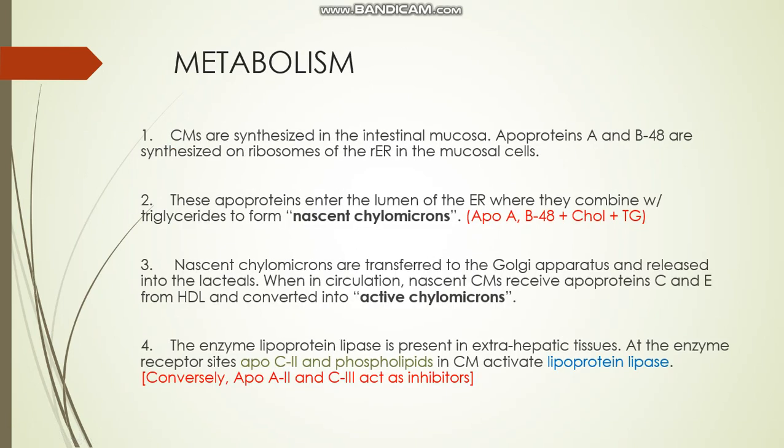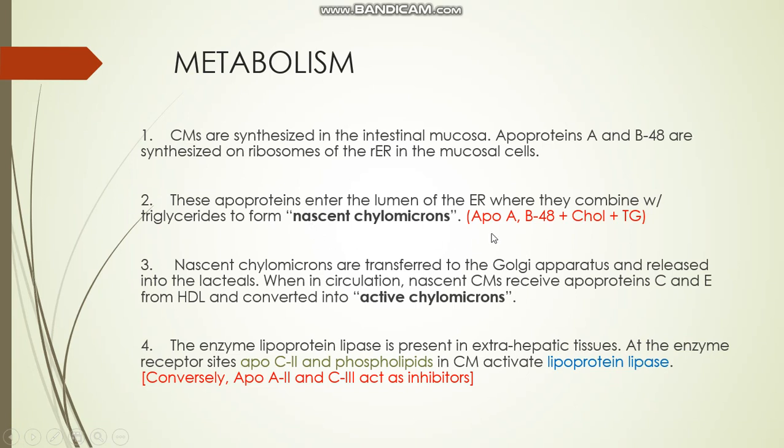Moving on to the metabolism, chylomicrons are synthesized in the intestinal mucosa. Apoproteins A and B48, these are very important, please remember them. These are synthesized on the ribosomes of the rough endoplasmic reticulum in the mucosal cells. These apoproteins enter the lumen of the endoplasmic reticulum where they combine with triglycerides to form the nascent chylomicrons.